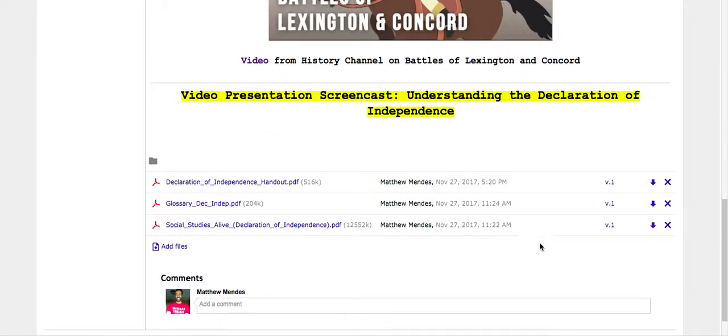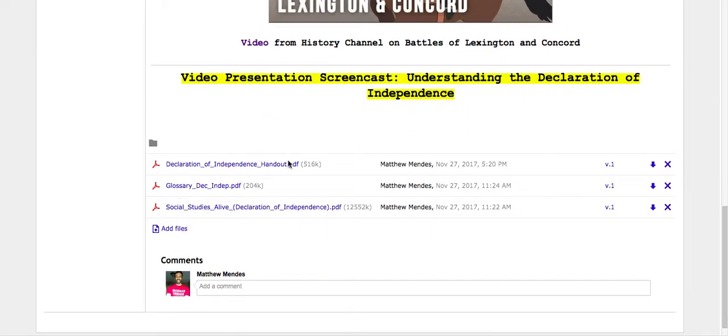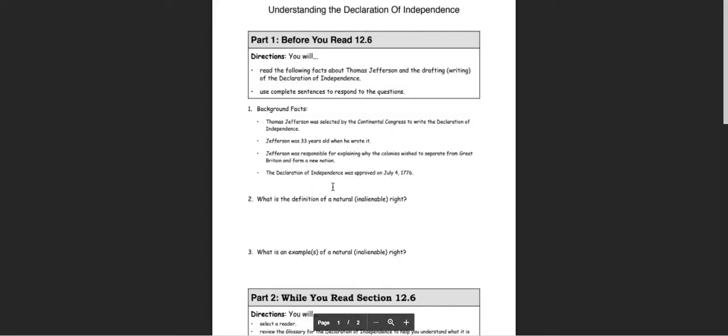Down at the bottom of this page are some important documents. These are also on your classroom page, so you can go back to them at any time and look at them throughout this to support what you're doing. You have the Social Studies Alive reading, which I will use. You have a glossary with definitions of words that Thomas Jefferson uses in the Declaration that are not commonly used today. And then the Declaration of Independence handout. You should have received this already. If you haven't, you should pause this and make sure that you have it. And this will go in the history section of your binder.